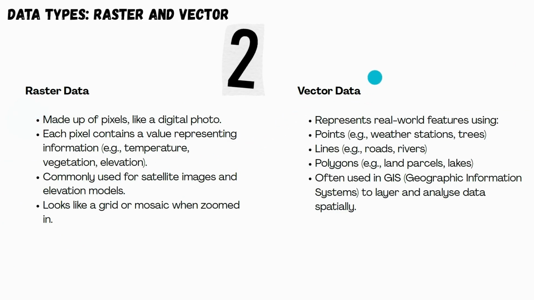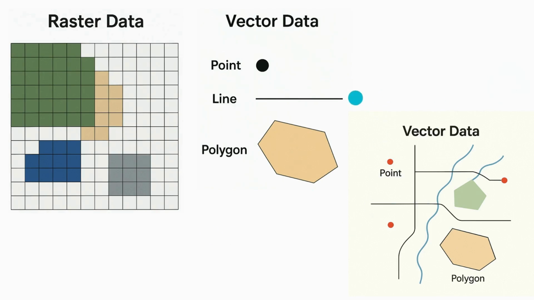Your vector data represents real-world features by using points, lines, and polygons. These are symbols representing certain things on the map, like weather stations or trees. Lines will indicate roads or rivers, and polygons will represent land areas or lakes. And vector data is often used in GIS to layer and analyze data spatially. So this is your vector data.